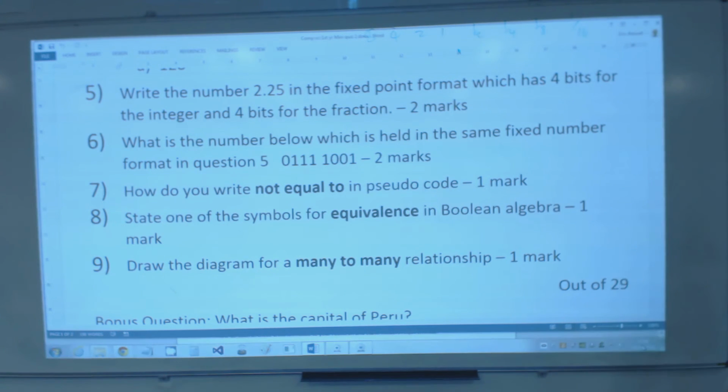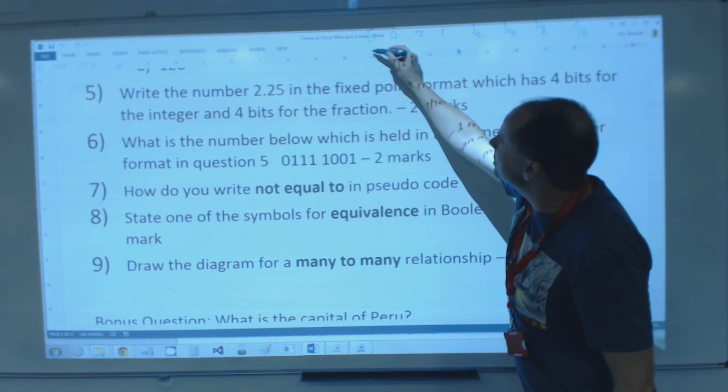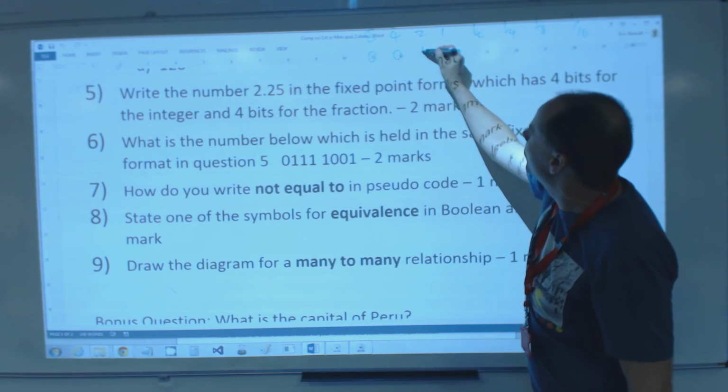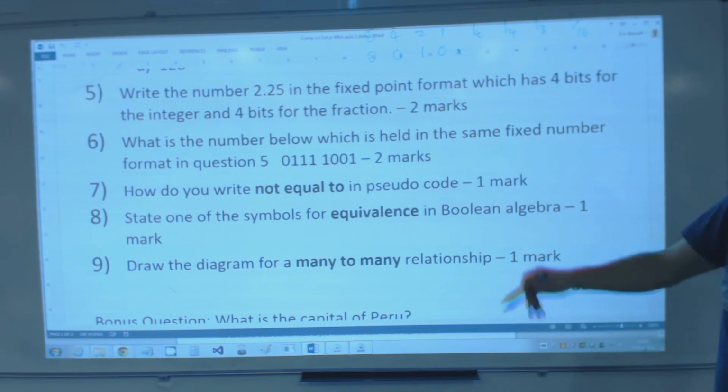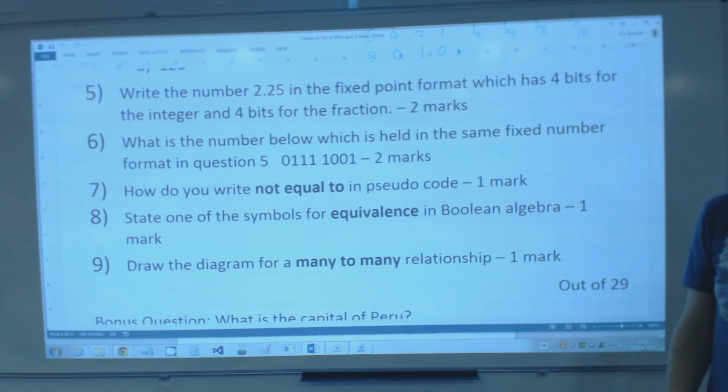So we want to write down 2.25. So that's a positive number. No, 1. That's the 2 bit. You get a mark if you got that bit right.